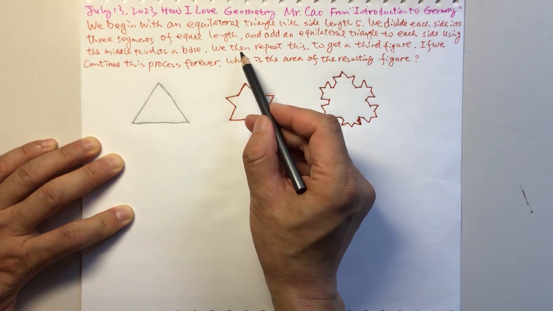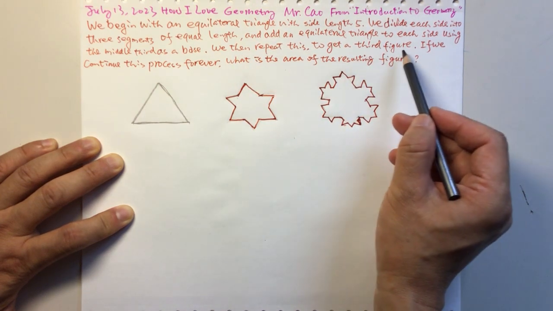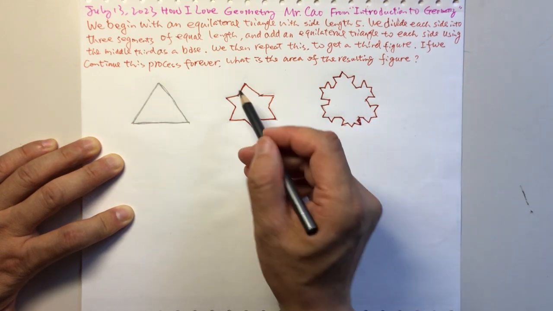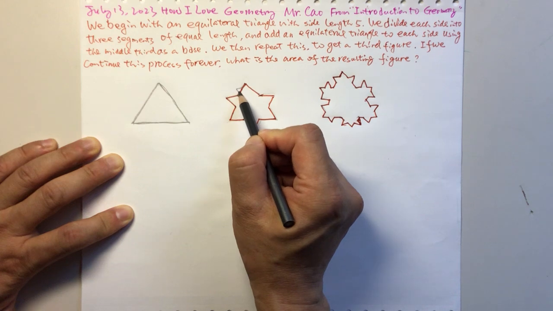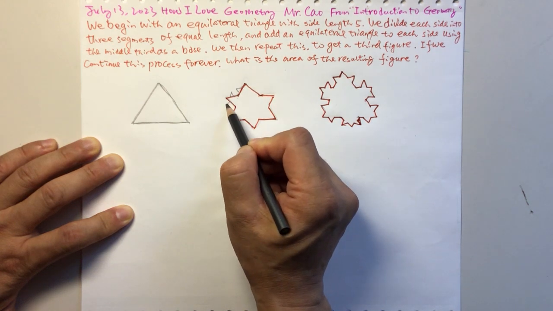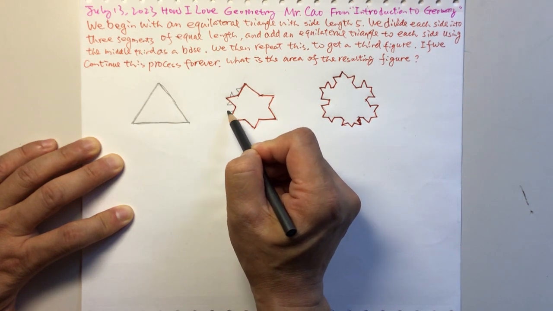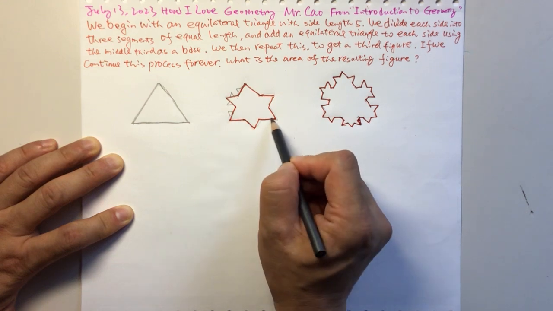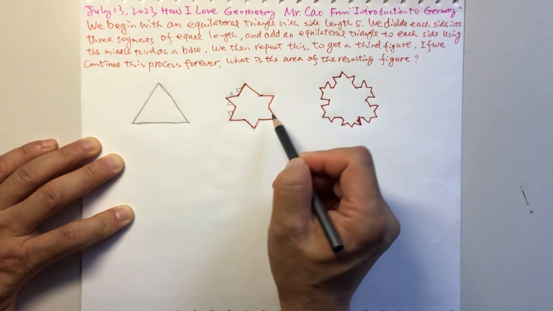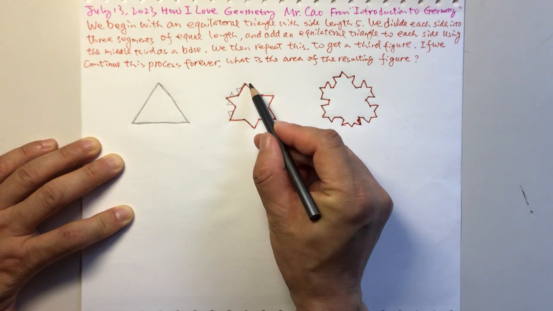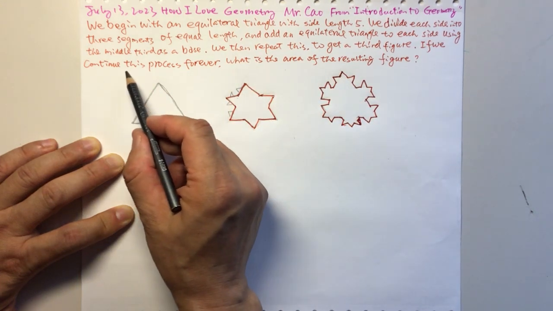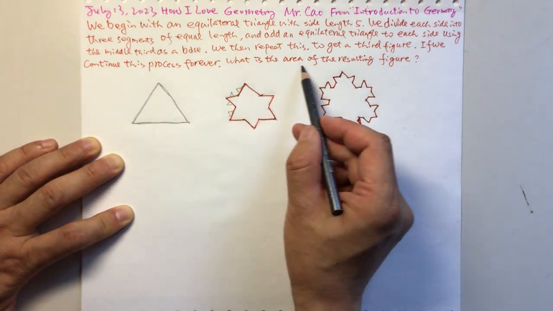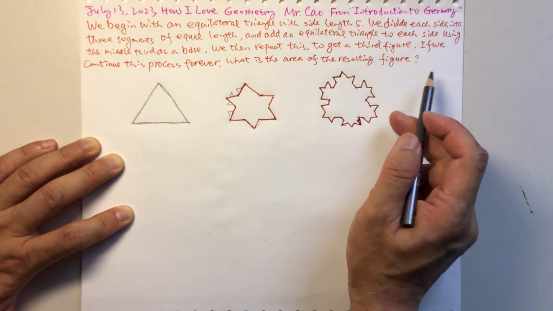We then repeat this to get a third figure. So this one, it means like here, we can add this, and here, and here, and here, right? So the same thing on this segment and this segment, and repeat this process. Continue this process forever. What is the area of the resulting figure?